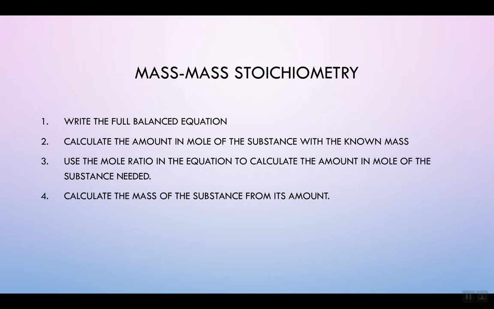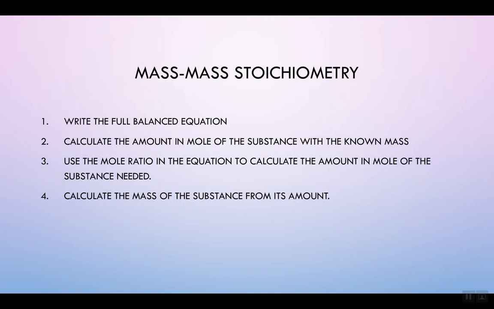4 steps. Step 1, you write your balanced equation, because that tells us the ratios that we need. Okay? That tells us how many particles of your reactants give you how many particles of your products. You then calculate the amount in mole of the substance that you know about. So your reactant, say, you know how much of it you've got, you calculate the amount in mole of it.